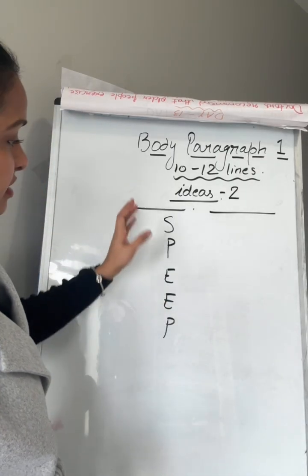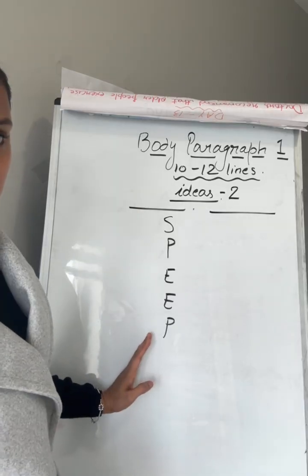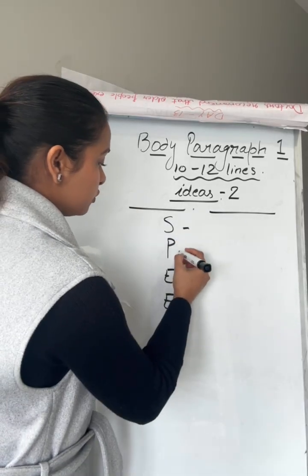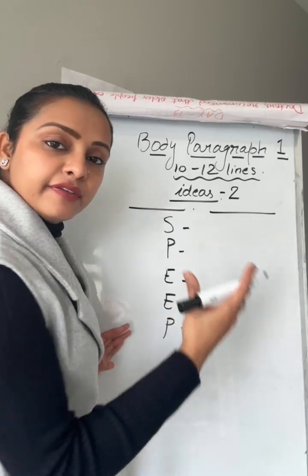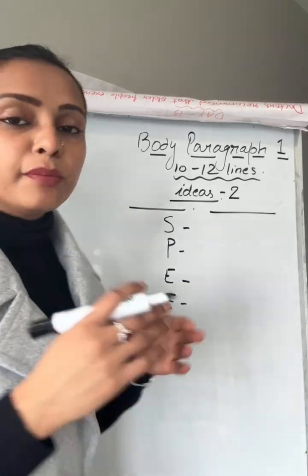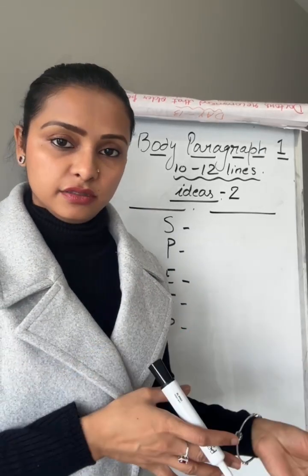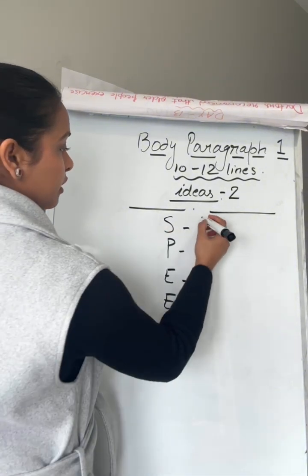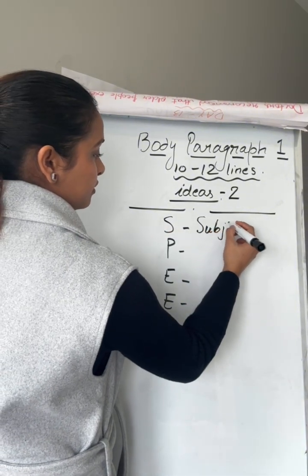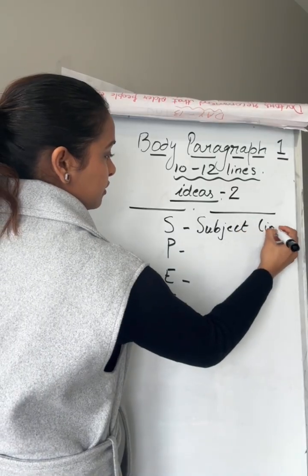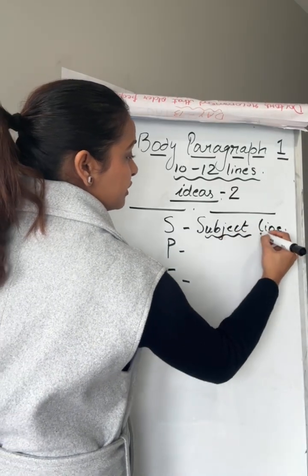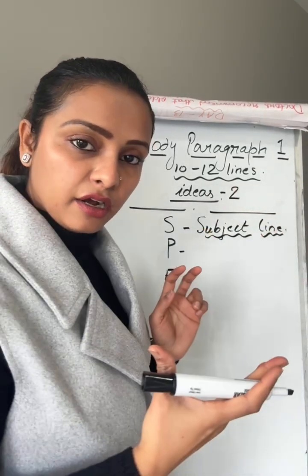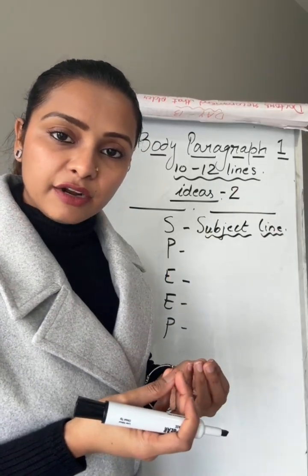This is called the SPEEP method. We have to follow this method in every body paragraph, no matter what the type of essay is. S here stands for writing the subject line. Subject line means we will write the purpose of the paragraph, the reason for the paragraph, in the first line.